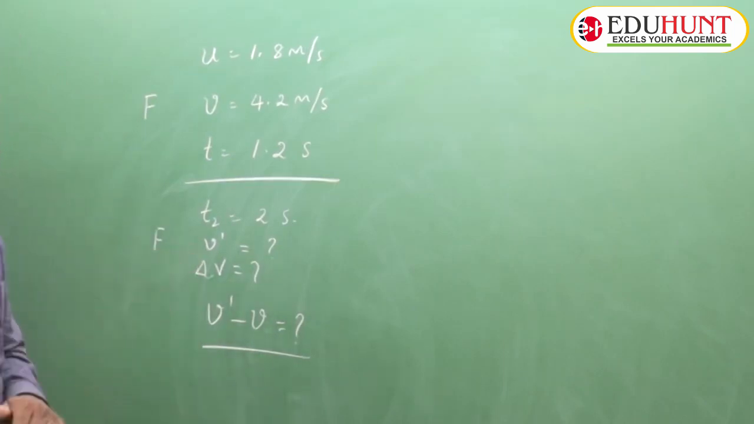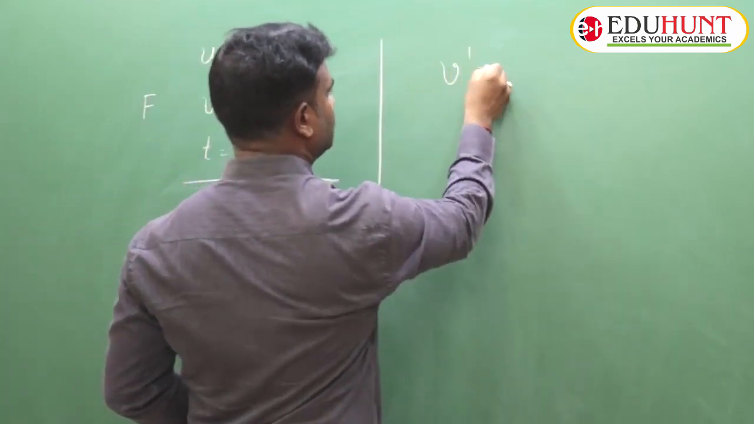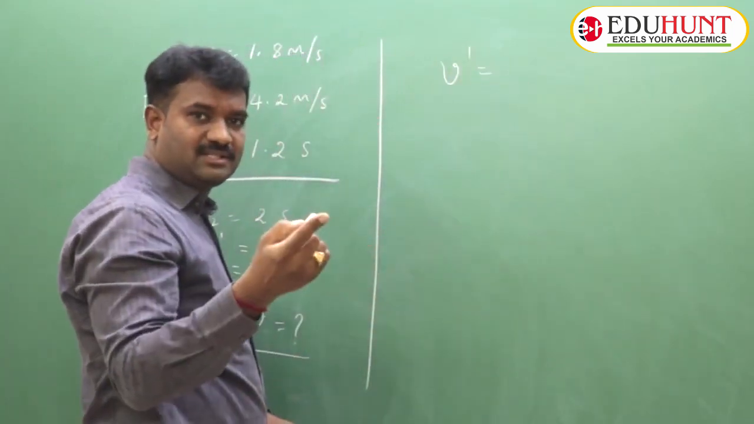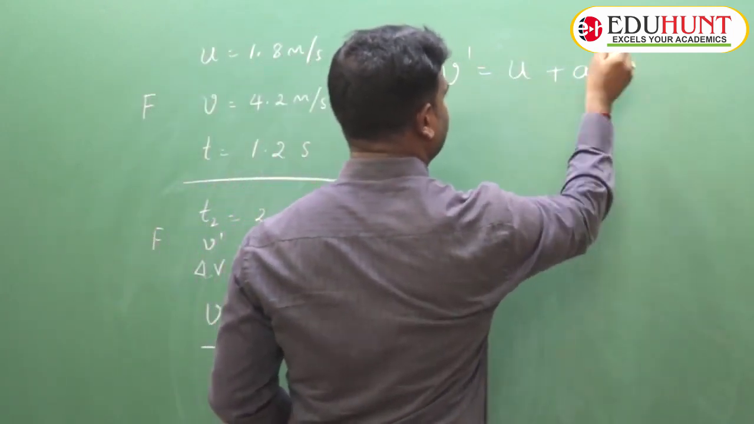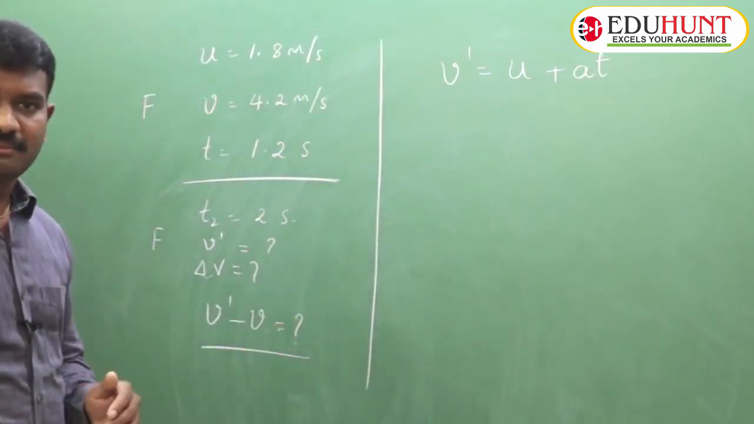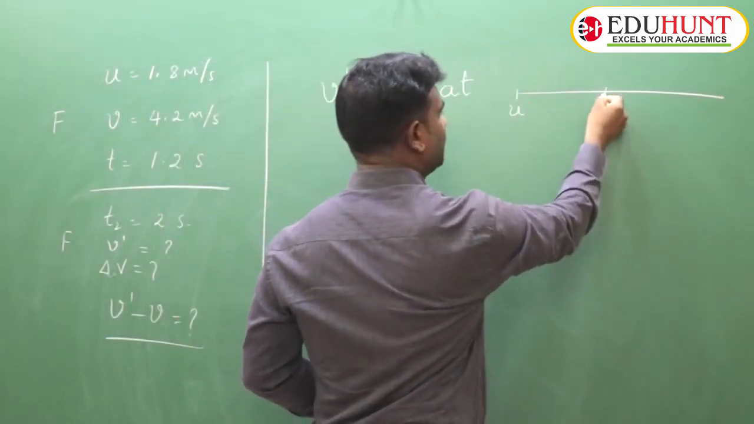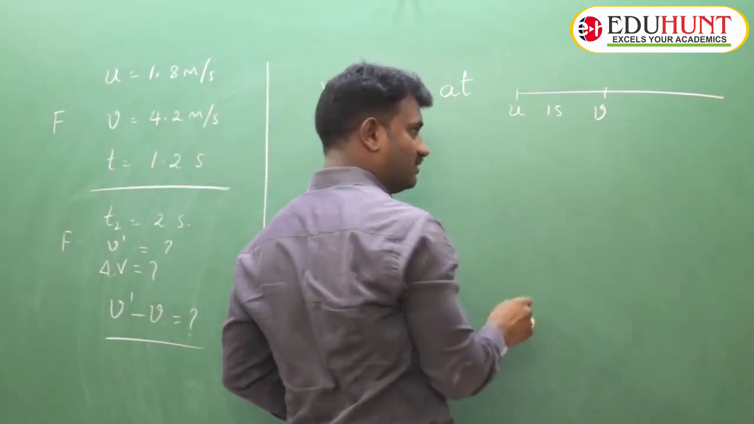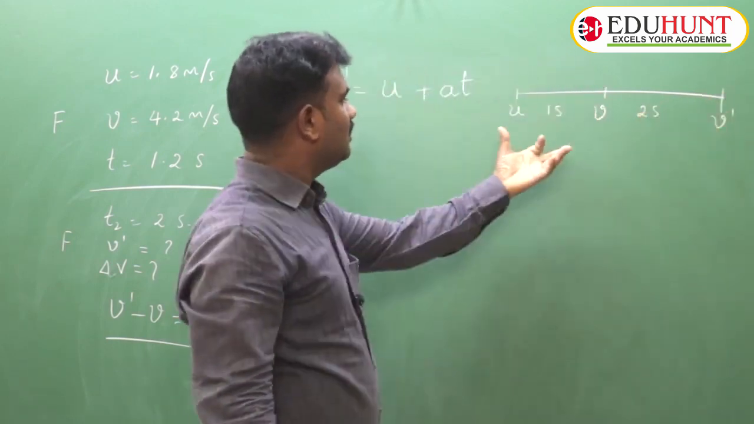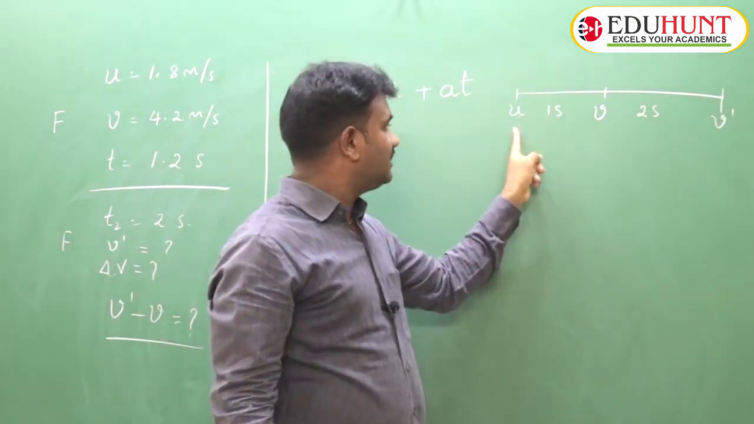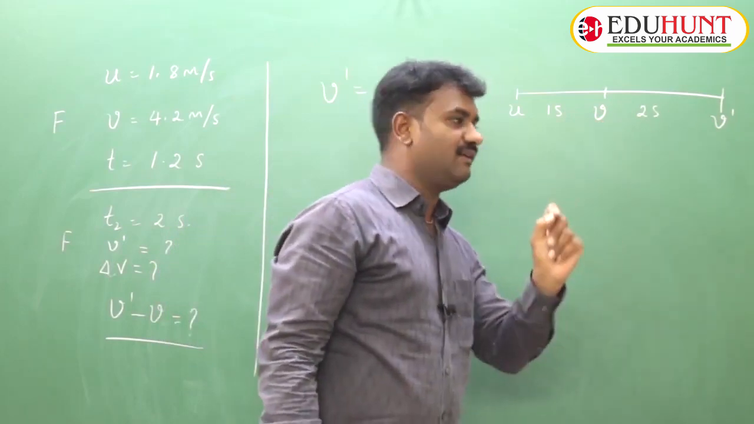For this, first we need to find V dash. What is the formula for V dash? V dash is equal to initial velocity plus acceleration into time. V is equal to U plus A into T. Actually, we have to look into this problem in 2 cases. This is the initial velocity. After 1 second, it attains a final velocity V. After 2 seconds, it attains a final velocity V dash. So this is case 1. For this case, this is the initial velocity and this is the final velocity.